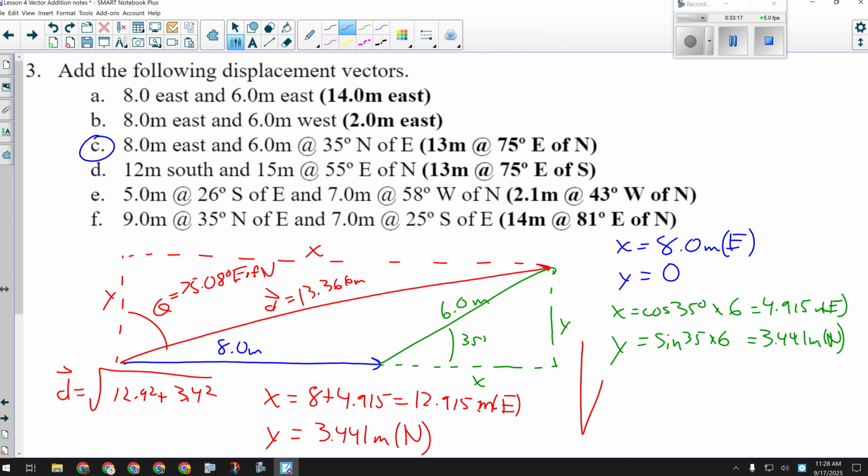Are we going to do ones that are trickier than that? Yes, we are. Absolutely. But we need to, because when we get to projectile motion, we've got to be able to do all the same things. Find vector components and stuff like that.